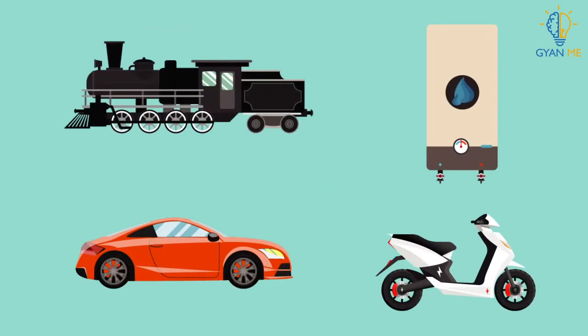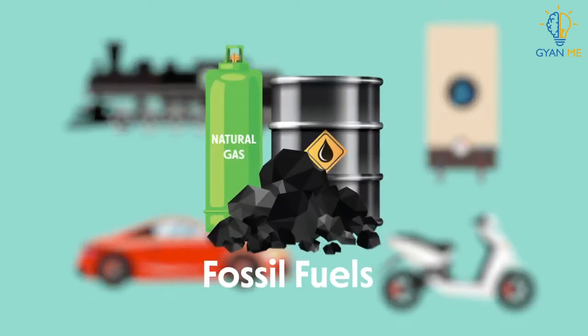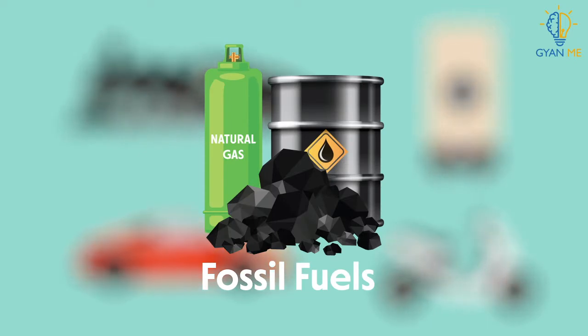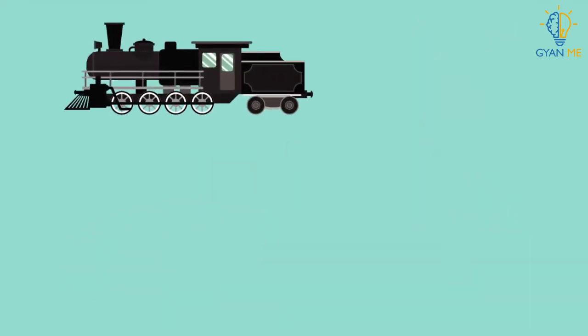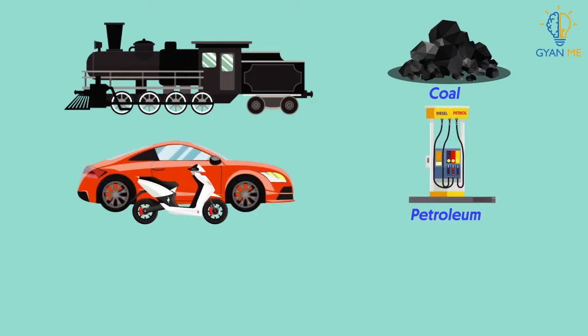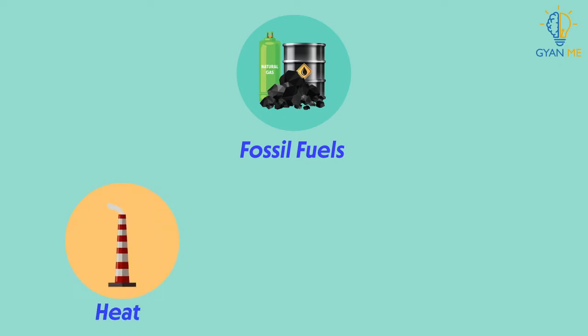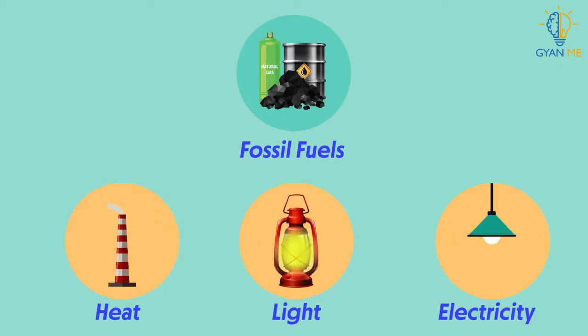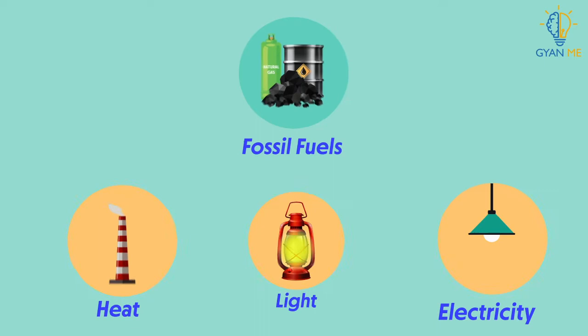Observe these pictures. What common sources of energy do they use? You are right. All these appliances use fossil fuels. Steam engines use coal. Car and scooter use petrol and diesel. Water heaters use natural gas. Since the beginning of mankind, we have been using fossil fuels to generate heat, light, and electricity for various purposes.